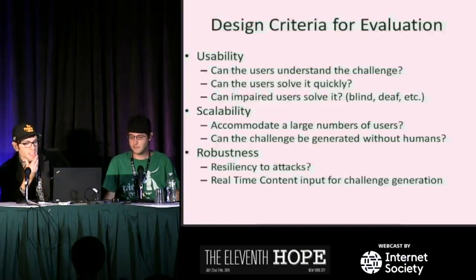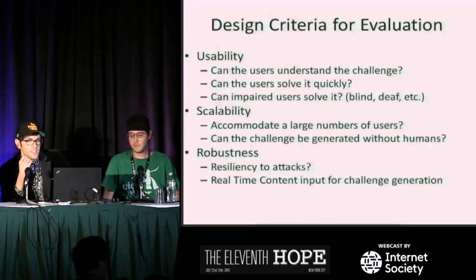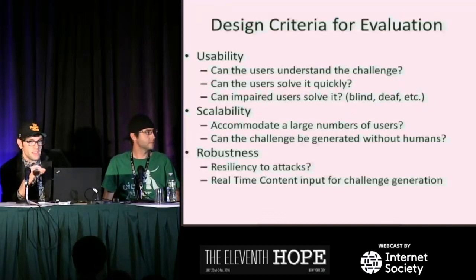And then last but not least, robustness is sort of a descriptor for security. Is it resilient to attacks? So we know there's things like segmentation attacks, filtration attacks, things to get our tricks out so that the standard computer vision tools, optical character recognition, whatever it is, will be effective again in solving these challenges.